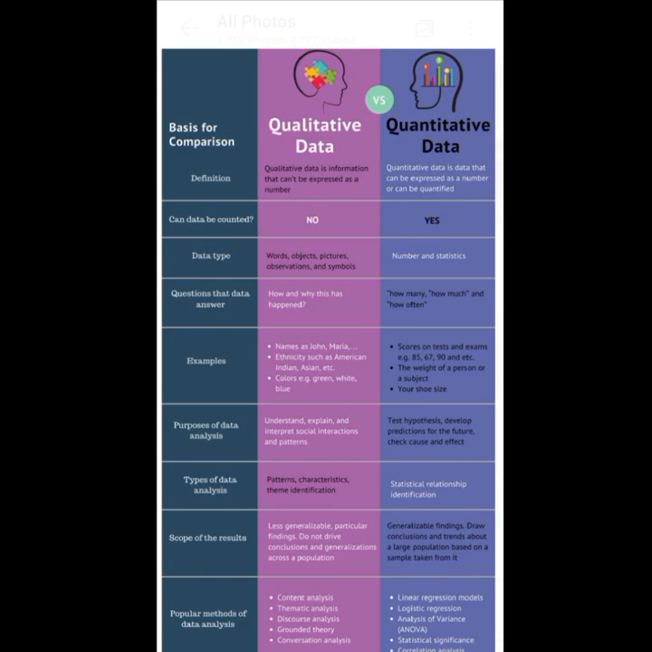So, to sum up, qualitative data helps us to understand meaning, emotion, and experiences, while quantitative data helps us measure, compare, and test relationships. And both are equally important in research. Qualitative data gives depth and understanding, while quantitative data gives accuracy and proof. When used together, they give a complete picture, just like two sides of the same coin.